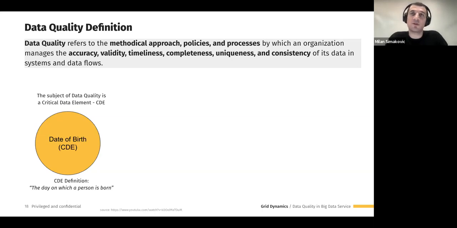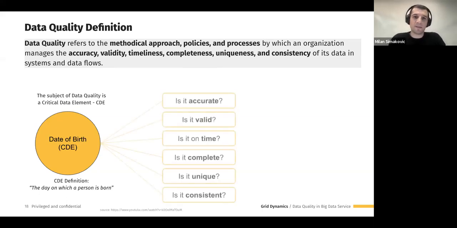Now we are going to go through a data quality definition for one particular column as an example, and we will try to show all related things to data quality through this one column. We are going to look at the column date of birth from some table, and this particular column that we are looking at is our subject of data quality. It's called a critical data element, and we are going to call it CDE from now.